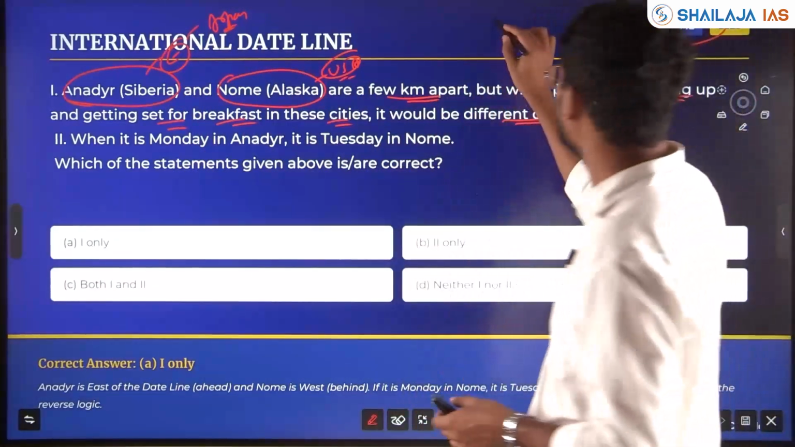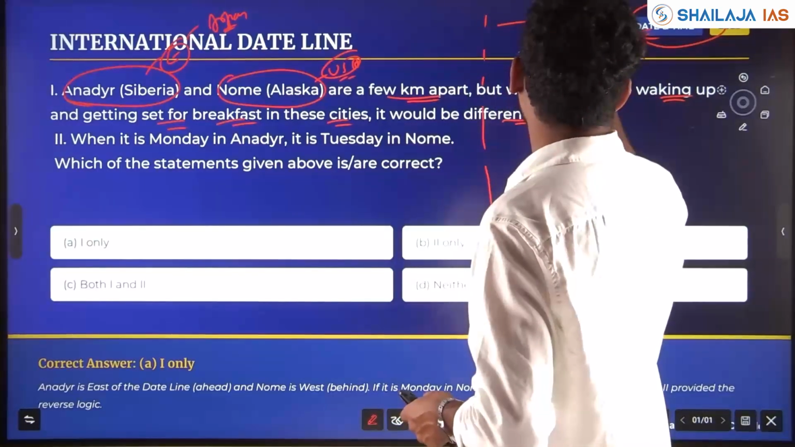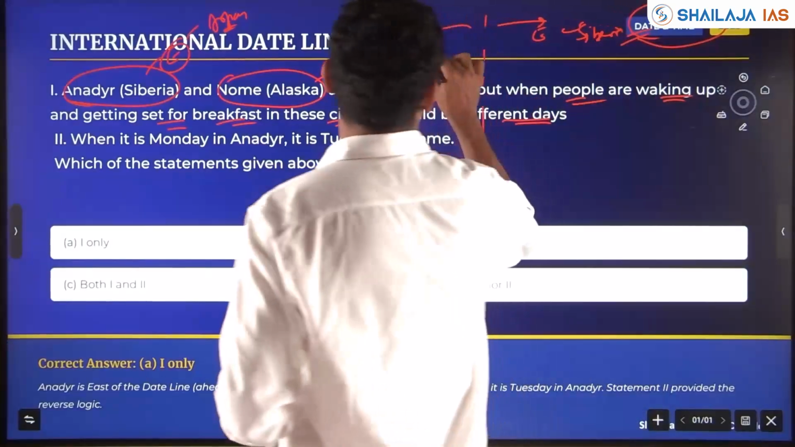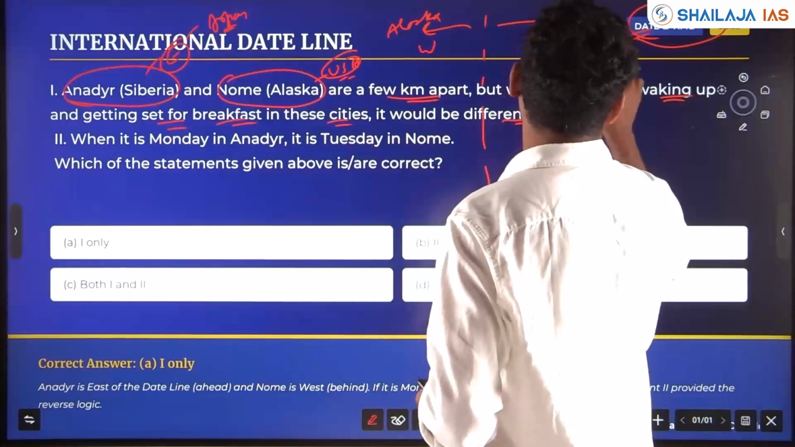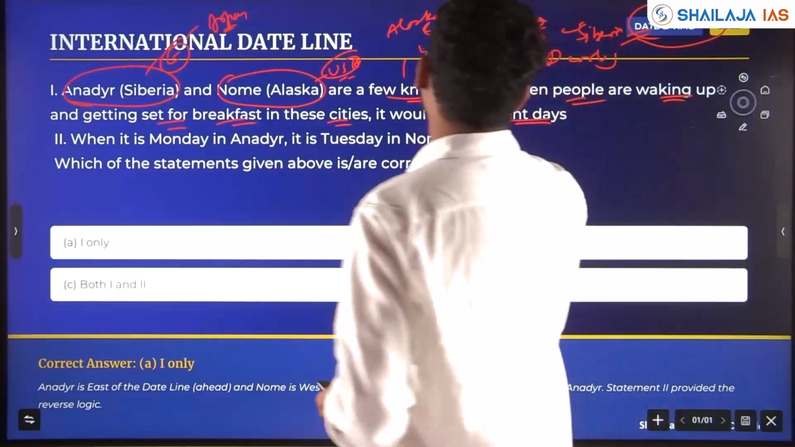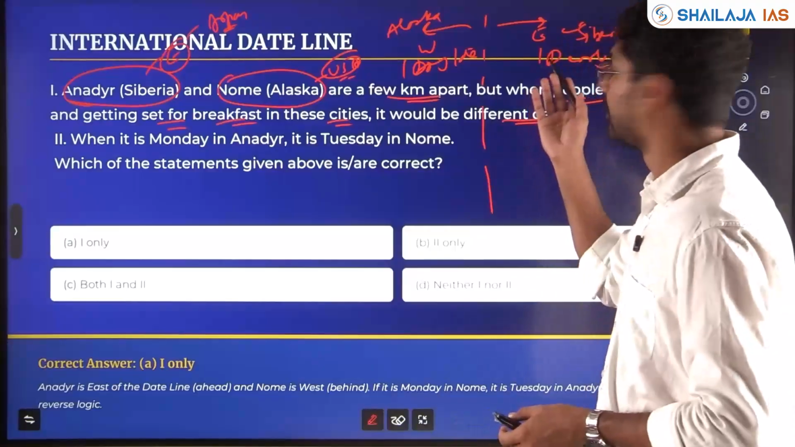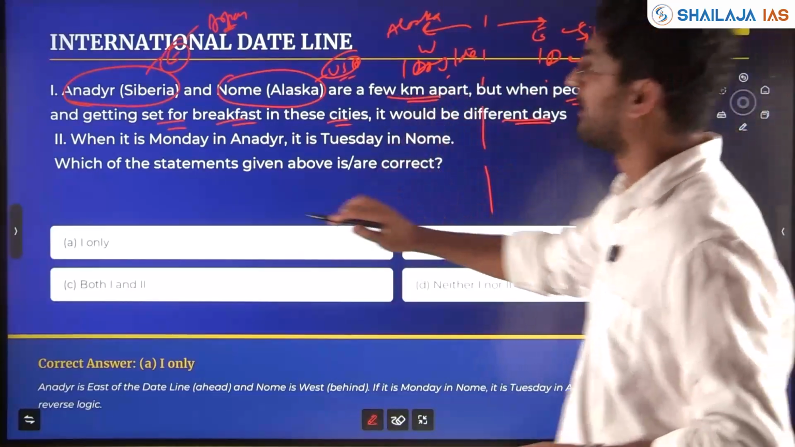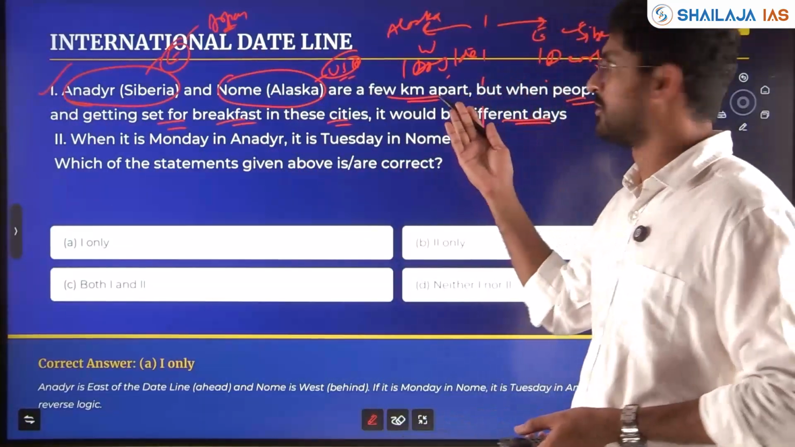That we know because of the International Date Line separating eastern Siberia and western Alaska. Here it is one day early. Here it is one day late. If it is Wednesday here, for example, it will be Tuesday here. If it is Monday here, it will be Sunday here. So this is a geographical concept which we know.